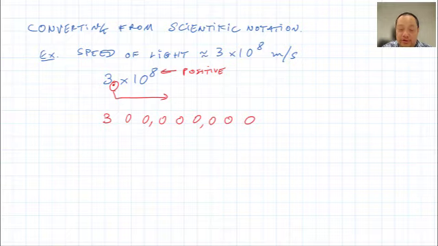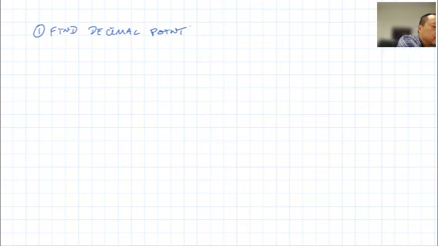Let's now write down the steps. I find the decimal point in the coefficient.